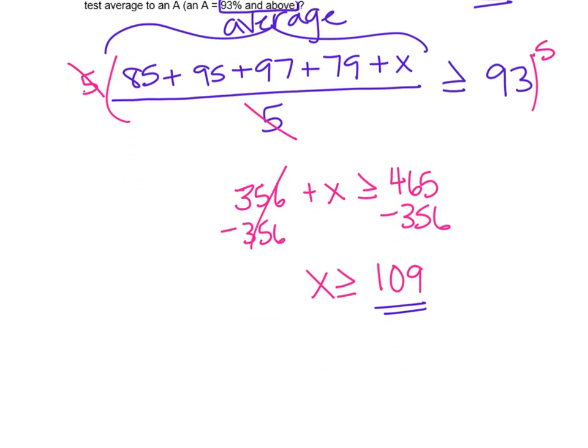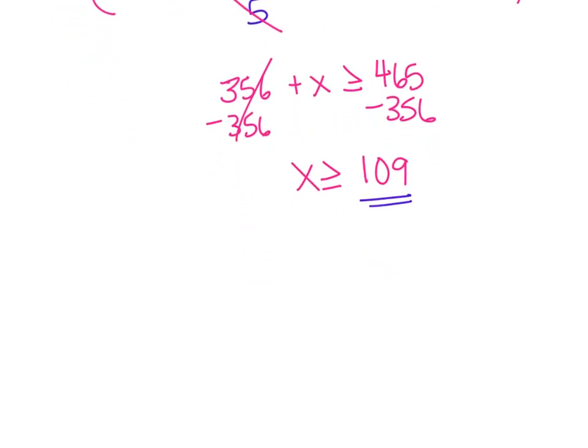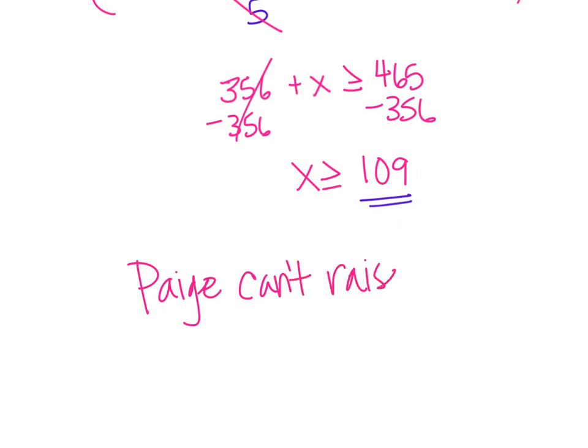Unless there's a lot of extra credit, which there won't be this much extra credit to get up to 109%. Paige can't do it. Unfortunately, I think that 79 brought her average down too low. Paige can't raise her average to 93%. Poor Paige.